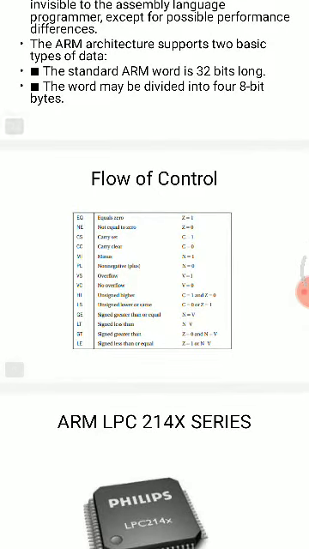So these are all the flow control instructions. EQ stands for equals 0. NE, not equal to 0, carry set, carry clear, minus and overflow, no overflow, unsigned higher, unsigned lower, unsigned greater than or equal to, signed less than, signed greater than, signed less than or equal to. So these are all the flow control operations in the ARM processor.